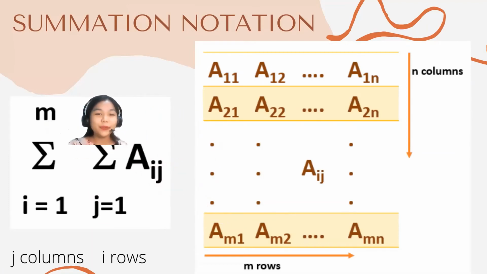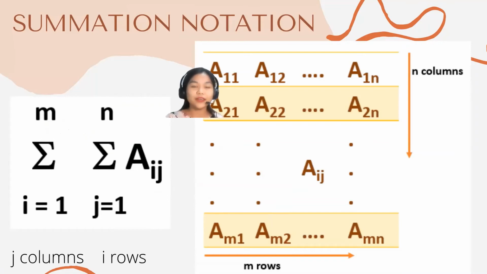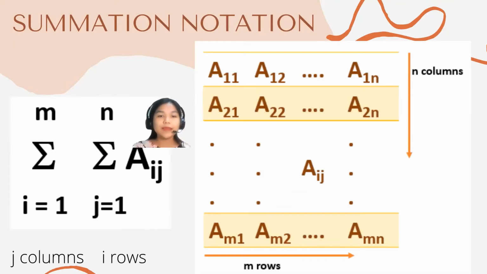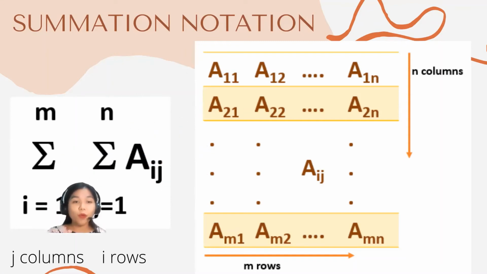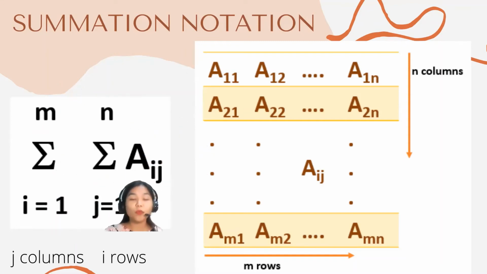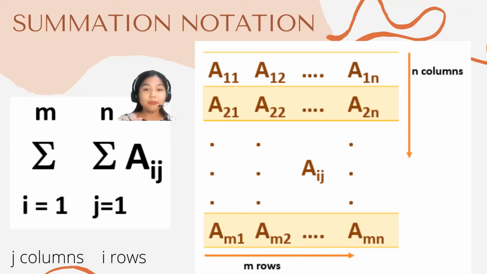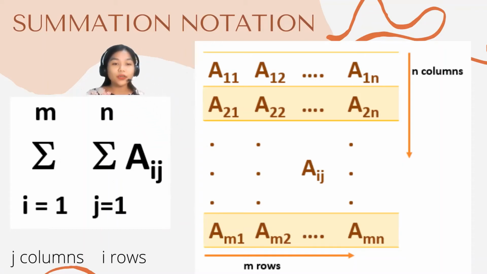Okay? So, instead of using X also, I use A. So, we have here the summation of Aij as I goes from 1 to M and J goes from 1 to N. Again po, yung J po natin dito, yun po ang ating columns.